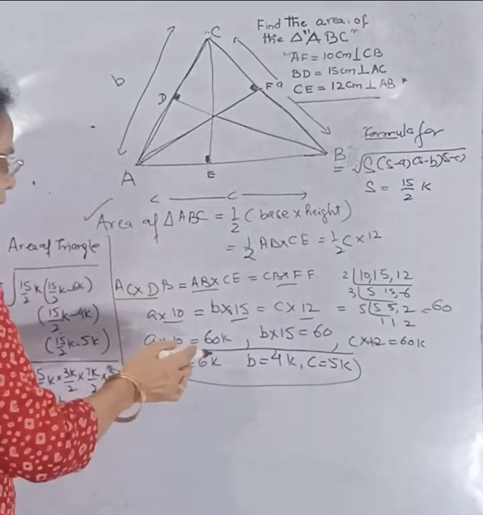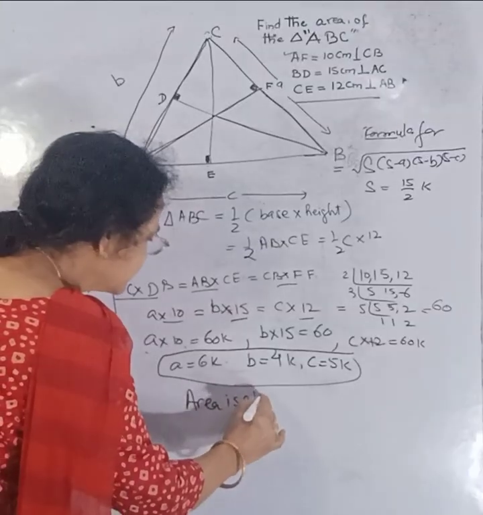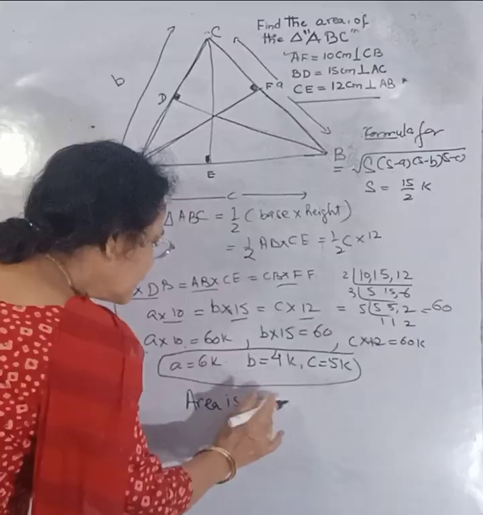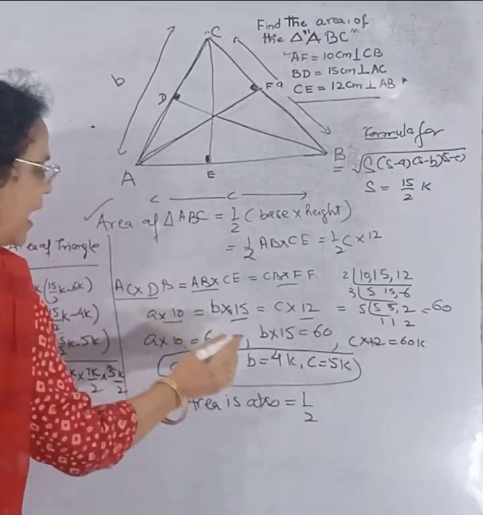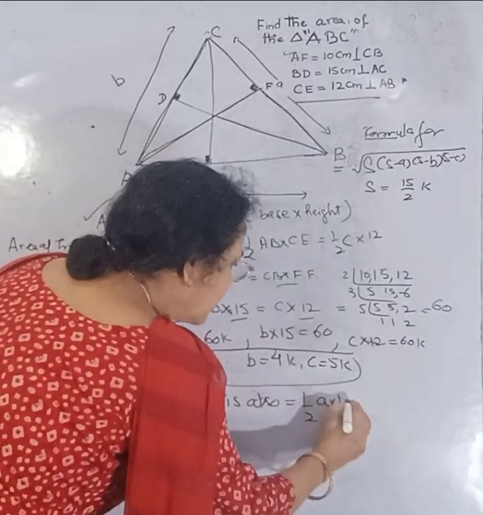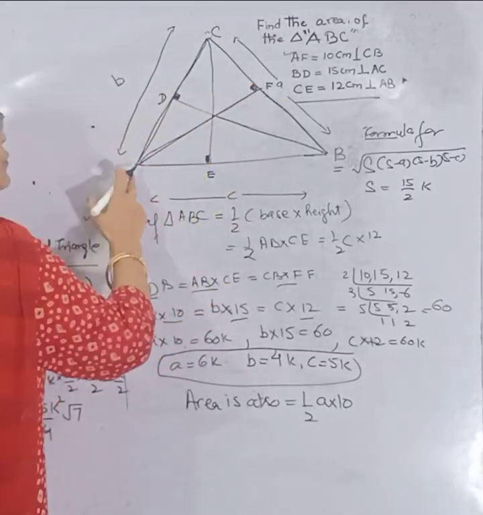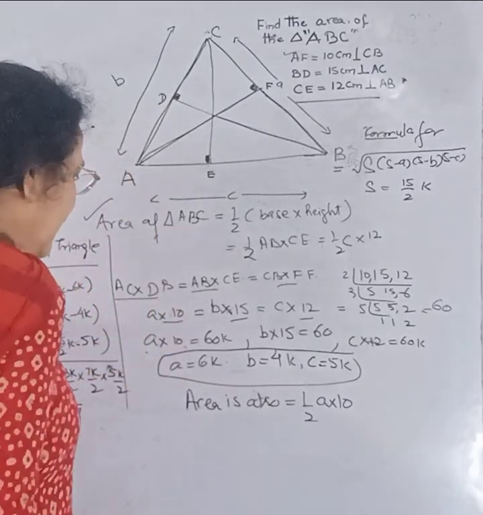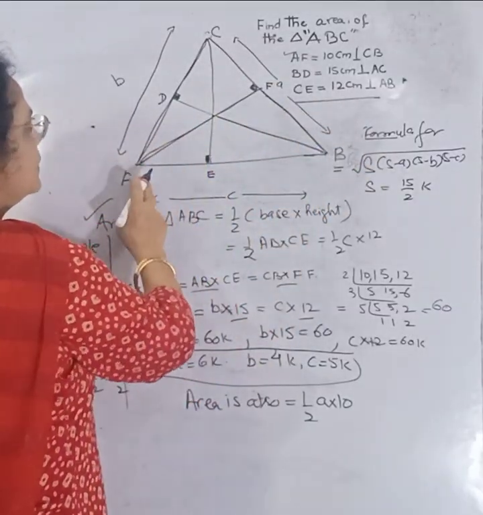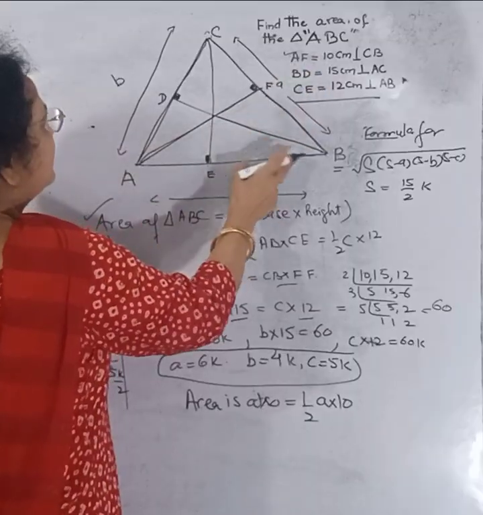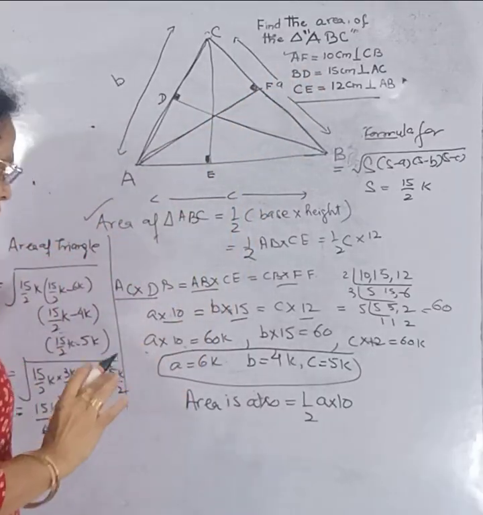Using the same formula, the area can also be written as 1 by 2 a into 10, or we can say 1 by 2 b into 15. A is this side, AF is equal to 10. Or we can take b, this side, b into this BD, which is equal to 15. This can also be taken.